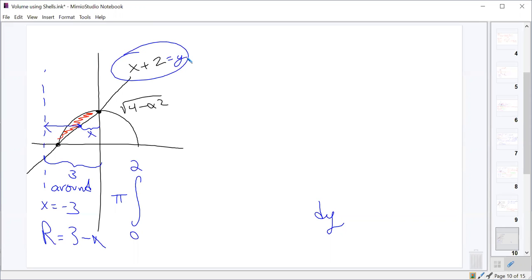And if I need to put that in terms of y, what does x equal? X equals y minus 2. So this is 3 minus (y minus 2). Everybody good with that? Zoom, are you good with that? Which would be 5 minus y.